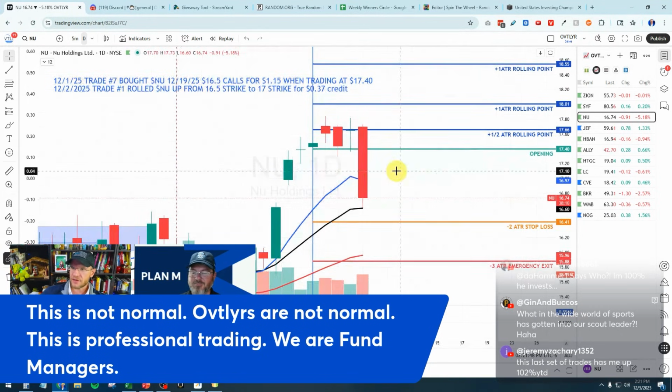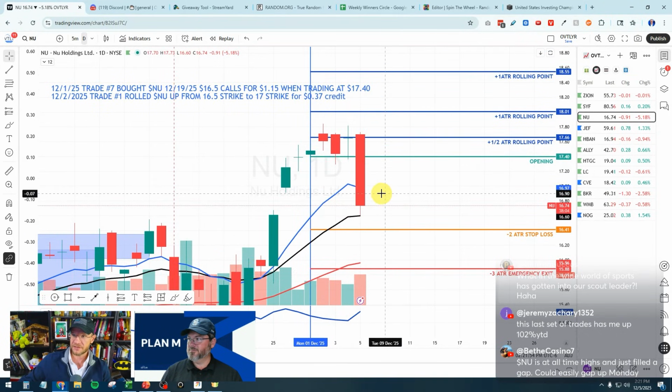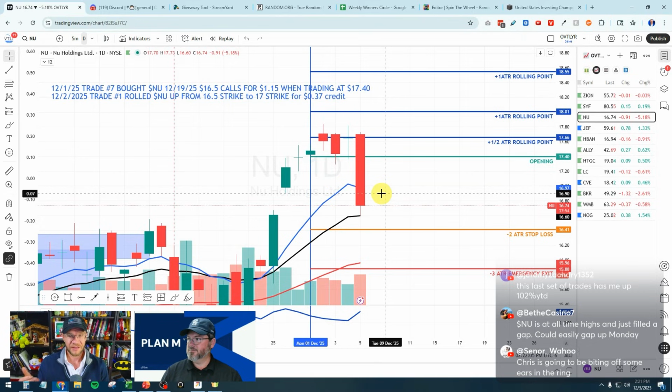Let's talk about this right here. Okay, now this one here, the 10 is still over the 20. Price has not closed under the 2 ATR stop loss. So this one I'm holding, right? I've already taken a third of the risk off on this trade. I'm not panic selling, not worried. If it ends up being a losing trade, that is totally fine. That is part of the game. You cannot have winners without losers.